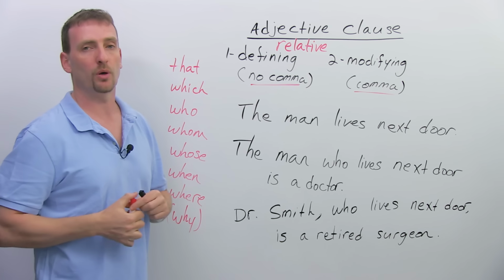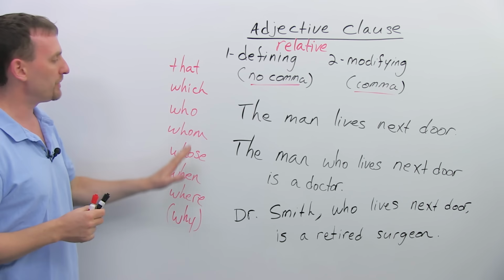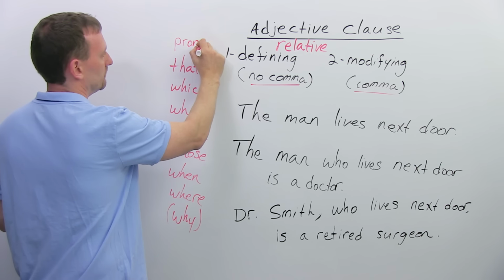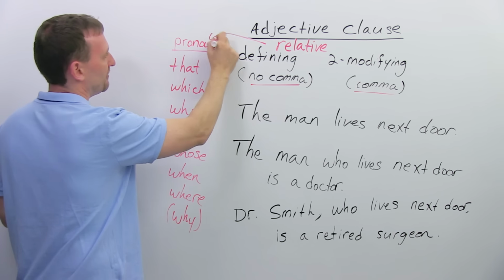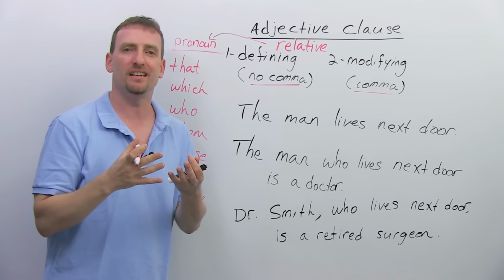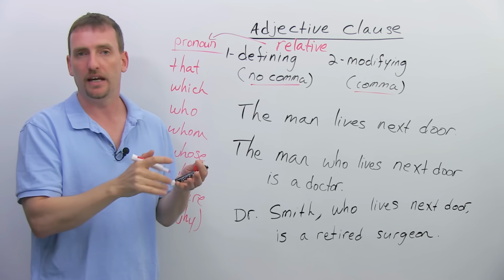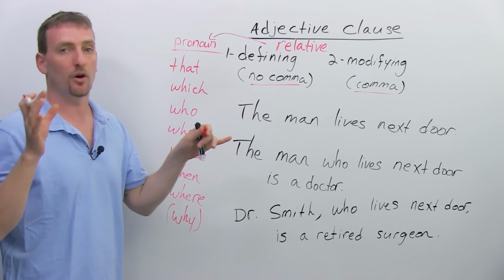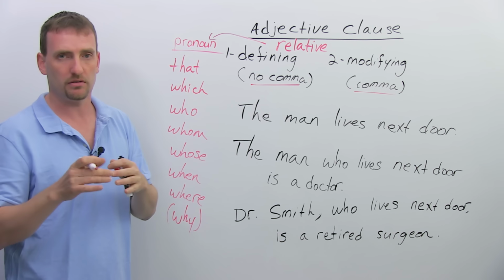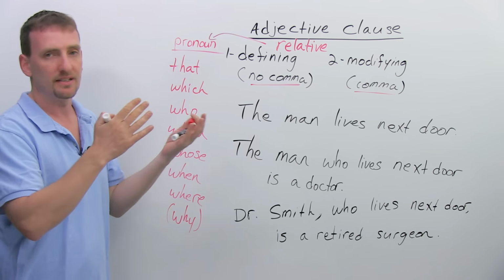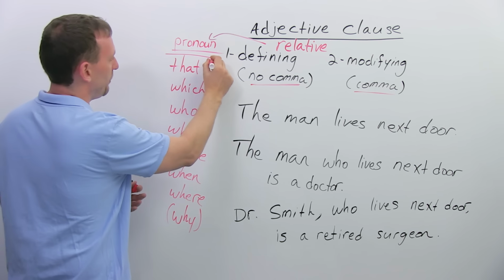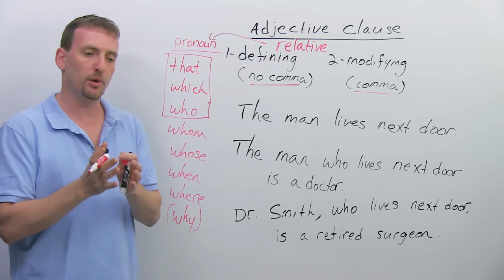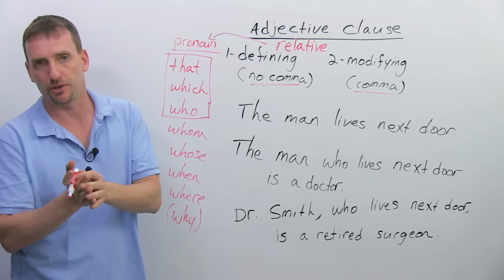Now, another thing to know about adjective clauses, they all begin with a relative pronoun. Okay, a relative pronoun. This is basically the conjunction of the clause. It is what begins the clause. Now, some of these can be also the subject of the clause, which means it will agree with the verb. Some of them cannot. So these three, that, which, and who can be both the conjunction and the subject.